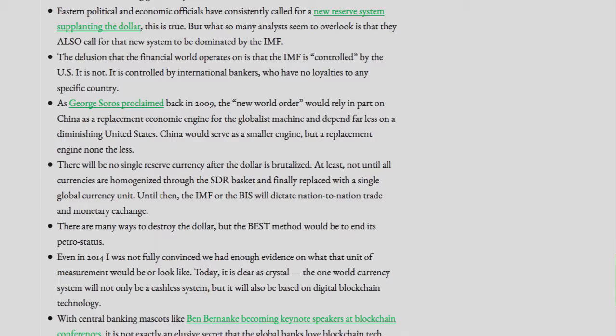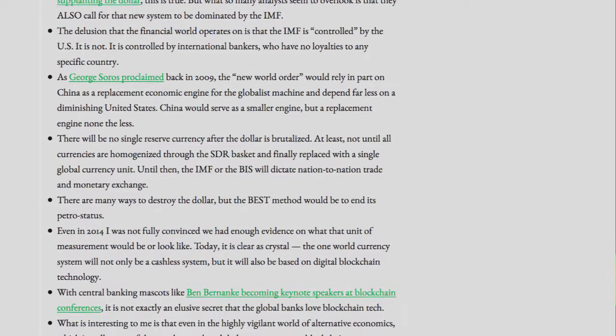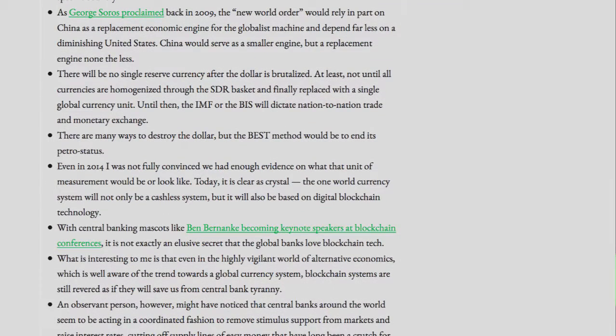As George Soros proclaimed back in 2009, the New World Order would rely in part on China as a replacement economic engine for the globalist machine and depend far less on a diminishing United States. China would serve as a smaller engine, but a replacement engine nonetheless.